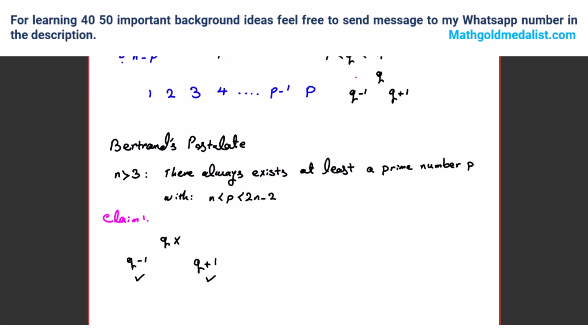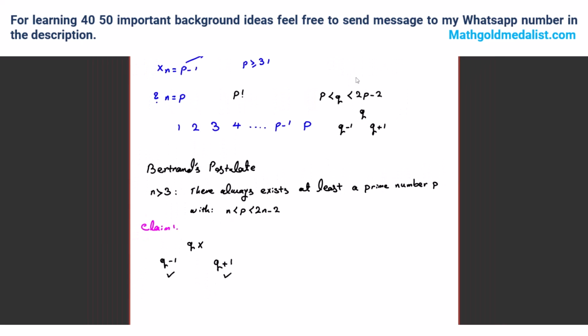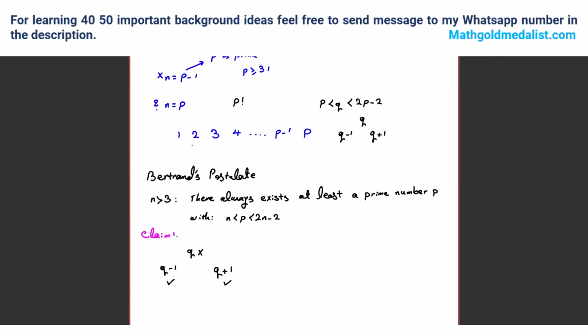But you know q is odd. Why? Because we know p, we said p is at least 31. So the only even prime is 2. So q is also greater than p. So q is greater than 31. So q is odd. So q minus 1 is even. q plus 1 is even.